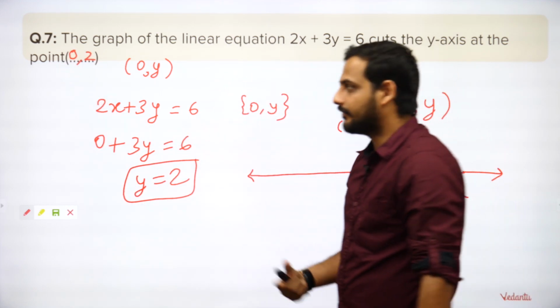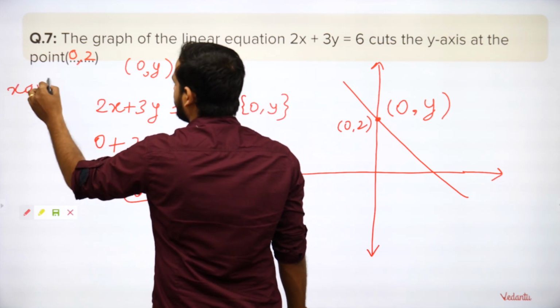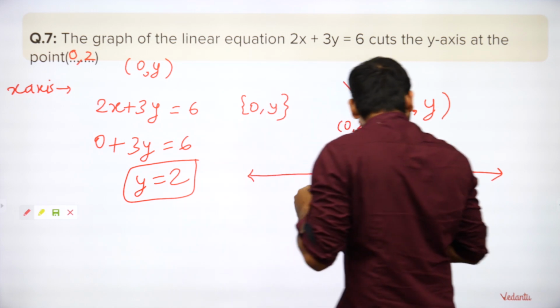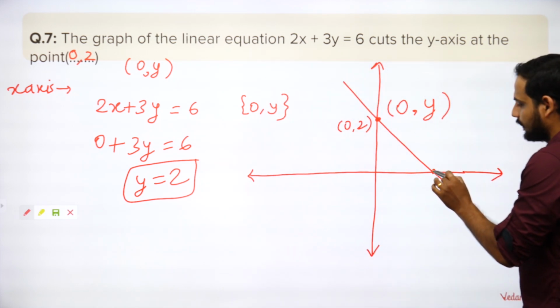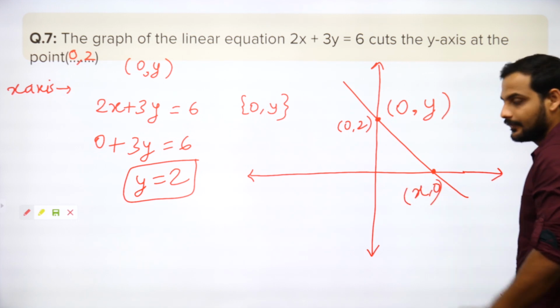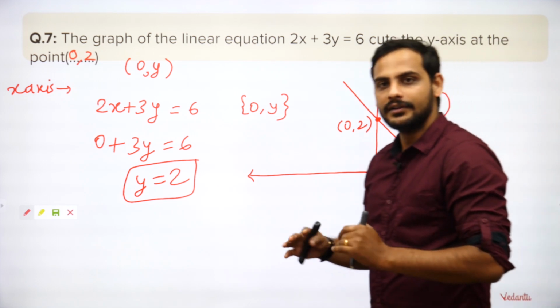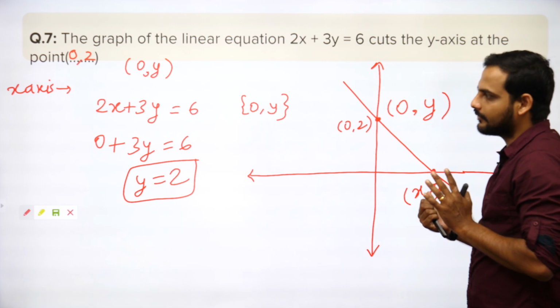Understood? Suppose it was asking you at what point it will cut the x-axis. So I know on the x-axis, wherever it is cutting, the point will be in the form of (x, 0): the x coordinate could be anything but y has to be 0.